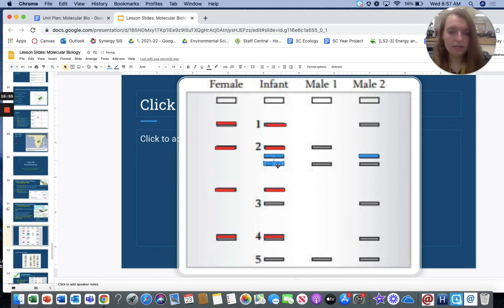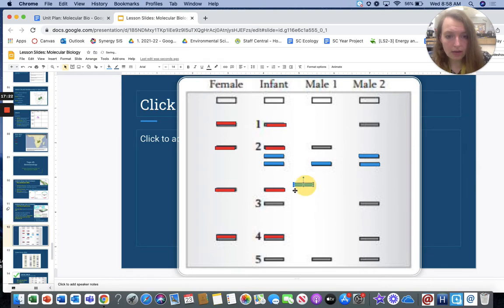All right, so this next bar of DNA, you can see that both of the fathers actually have it. And so this piece of DNA could have come from male number 1 or male number 2. And so this piece of DNA really doesn't give us a lot of information about who the dad is. The first piece was much more helpful. All right, let's keep going.